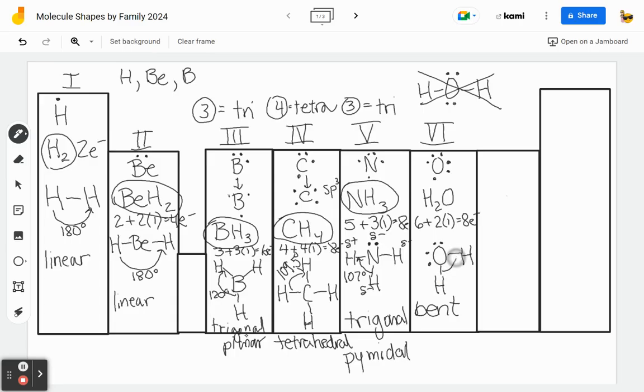This time, there's 4 things going on around the central atom, 2 lone pair, 2 bonding pair. These lone pair take up a little bit more space than even bonding pairs. So this is going to be bent down to 105.